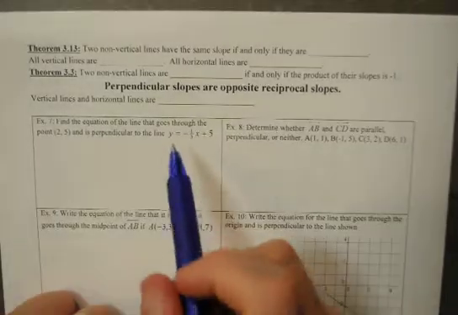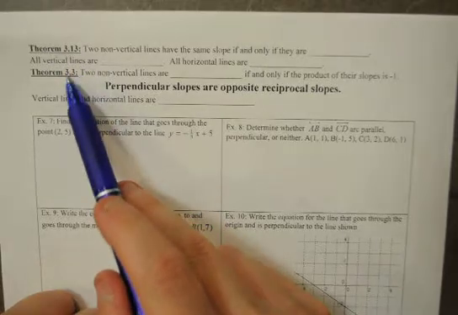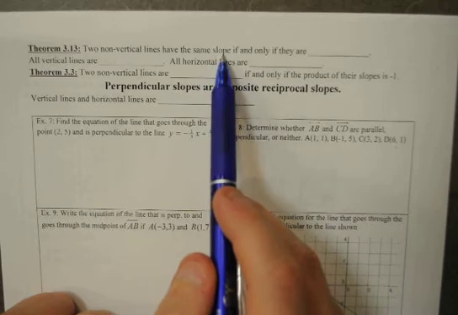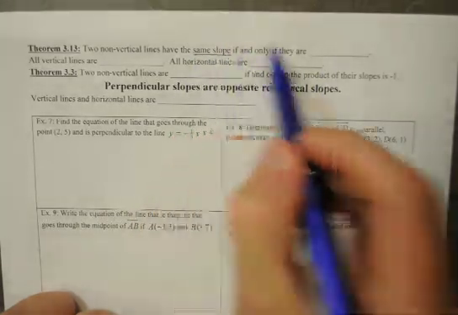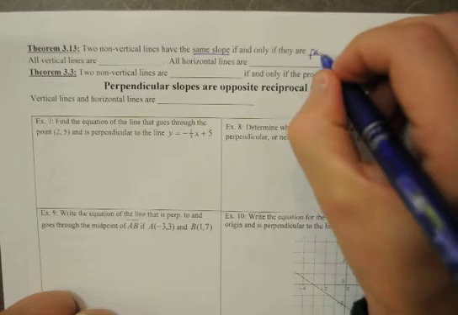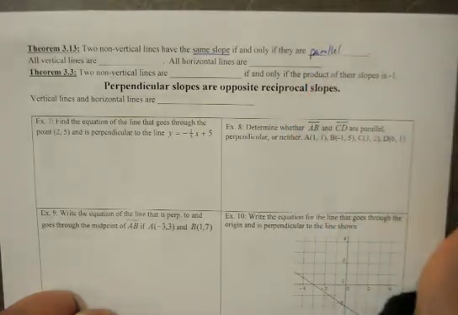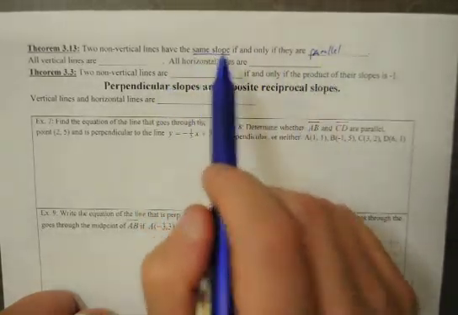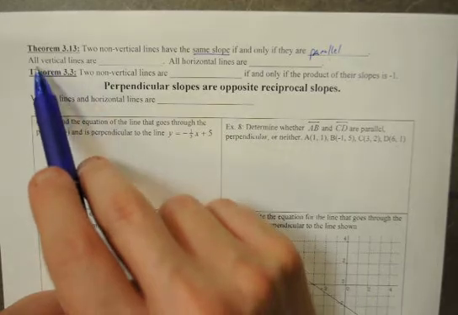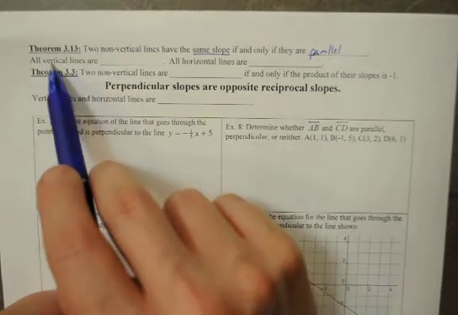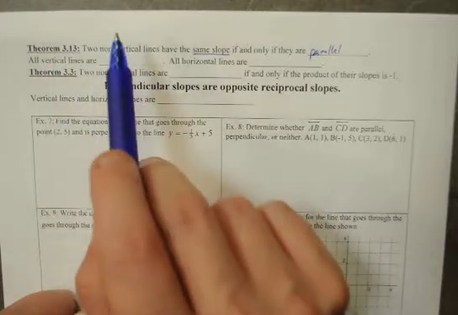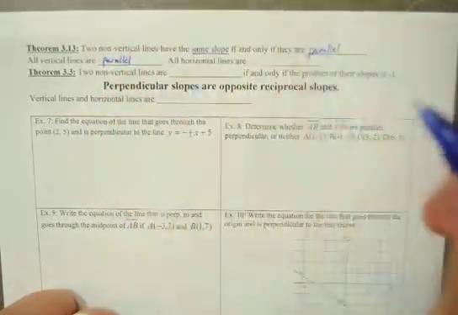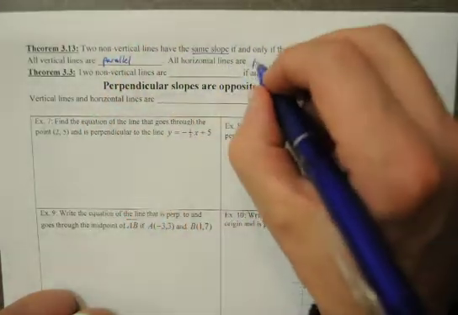Let's keep going here. Two theorems today, and these are nothing new. You know this from algebra. Two non-vertical lines have the same slope if and only if they are parallel. And it works both ways. Parallel implies same slope implies parallel. And then we have to state all vertical lines, because vertical lines don't really have slopes. We just have to state it off to the side. All vertical lines are parallel. And might as well say all horizontal lines are parallel.